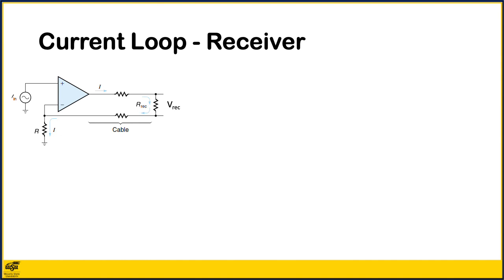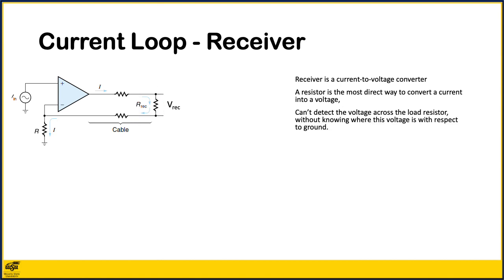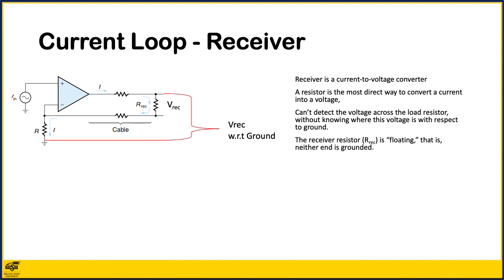Once the current signal gets to the receiver, it needs to be reconverted back into a voltage. In other words, the receiver is a current to voltage converter. A resistor is the most direct way to convert a current into a voltage. But we have a special problem here. We have to detect the voltage across the load resistor without knowing where this voltage is with respect to ground. Consider the complete current loop circuit shown. The receiver resistor Rrec is floating, that is, neither end is grounded. If we ground the bottom of Rrec, current can escape from the loop and the whole concept will fall apart.